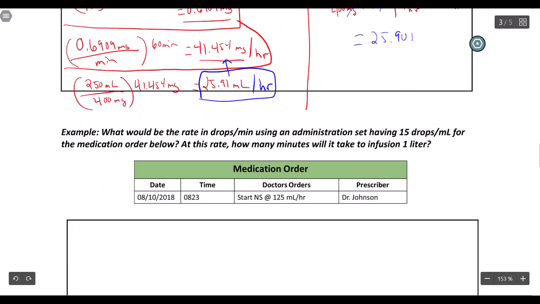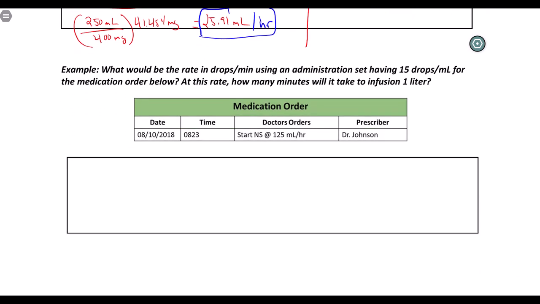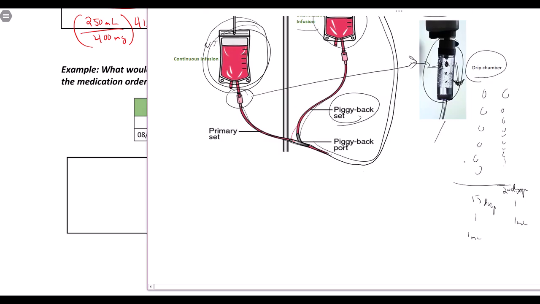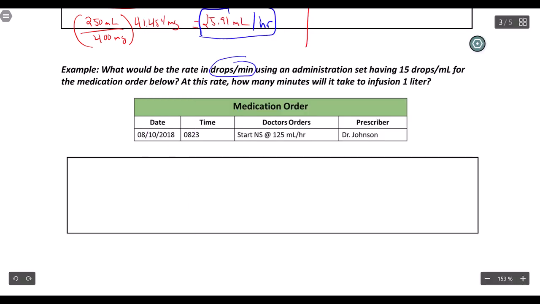Let's look at another example here. This question, what would be the rate? Now this is in drops per minute. So this is what they're asking us. They're asking us, and now we're looking for drops per minute instead of mLs per hour. It says you're using an administration set that's got 15 drops per ml. So that's like this. This drop set is here. Every 15 drops is going to equal 1 ml. So every time drop, drop, drop, drop, drop over here, it's going to be 1 ml. So you have an IV set that's 15 drops per ml. And it says at this rate, how many minutes will it take to infuse 1 liter?